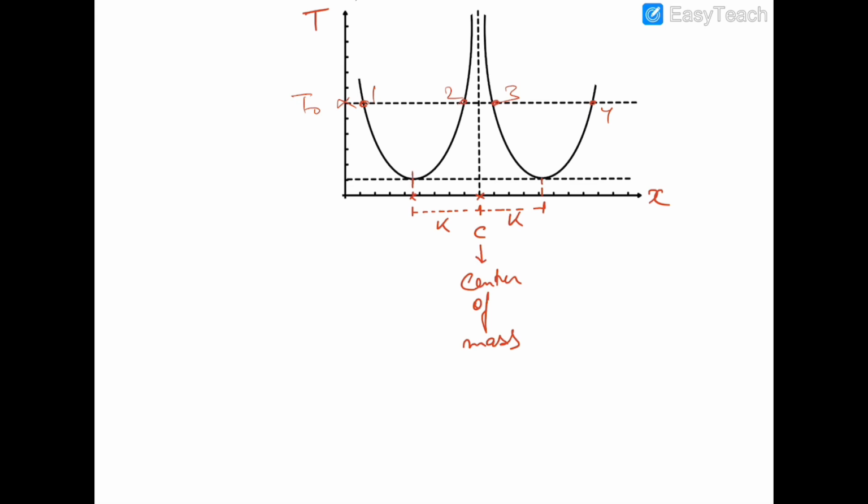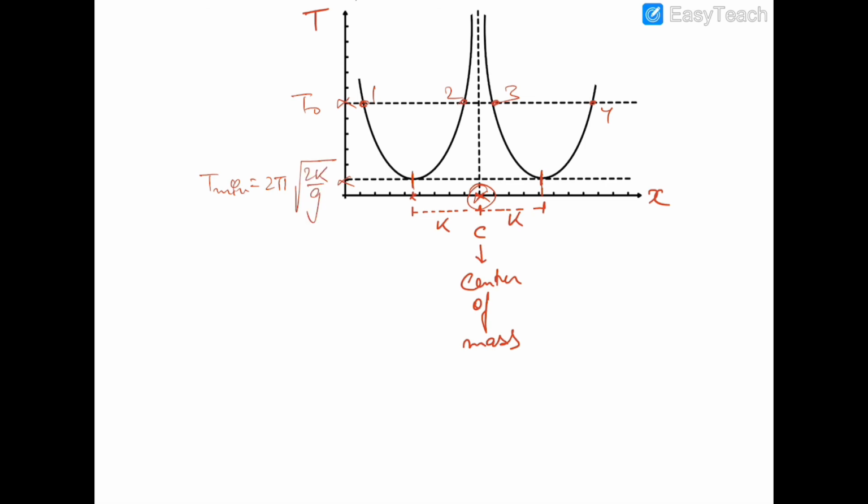Now we know that the minimum time period is in the case when the distance of hinge from the center of mass is equal to k. So this point is the center of mass of the rod or this object, and at the distance of k from C on either side the time period would be minimum, and this minimum time period we all know is equal to 2 pi under root of 2k by g.